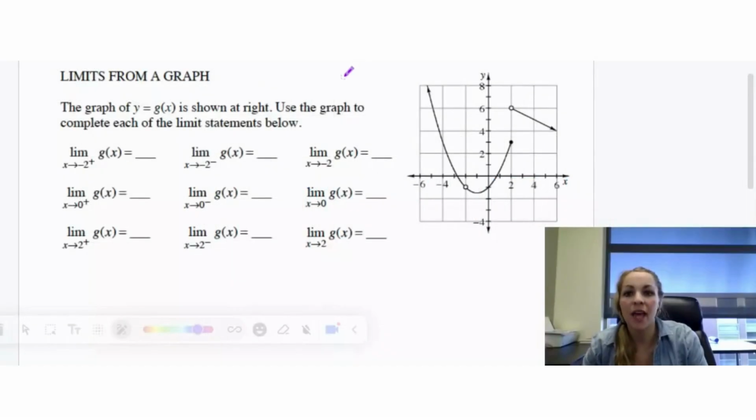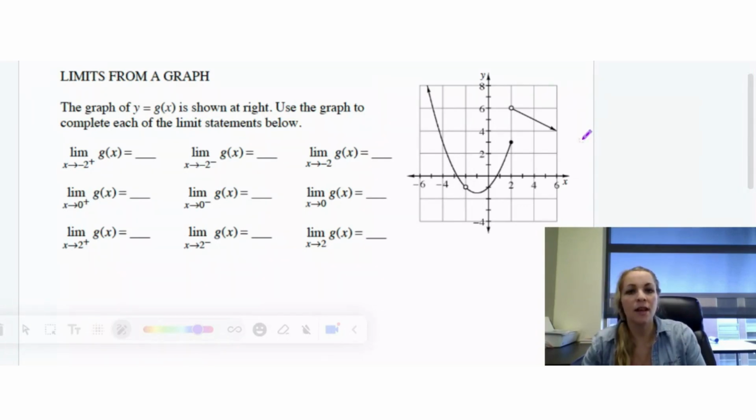On the right side, we have the graph of y equals g of x, and we're going to evaluate the following limits. The first problem we have is the limit as x approaches -2 from the right. That's what this plus means right here. So that means I'm going to start on the right side of the graph and I'm going to move close to -2. And I'm going to ask myself, where do I think I'm going to end up?